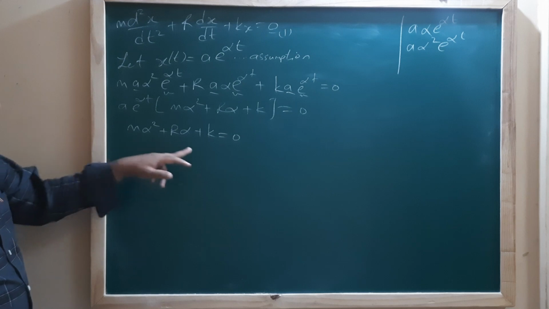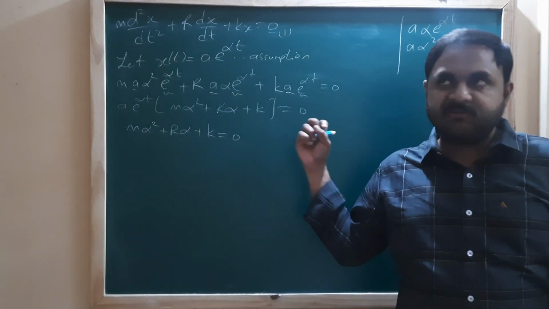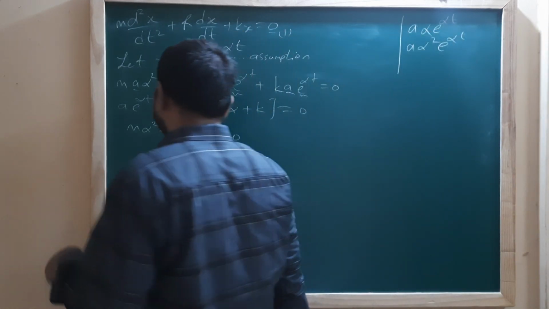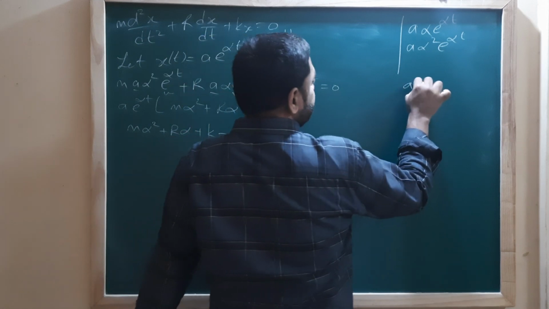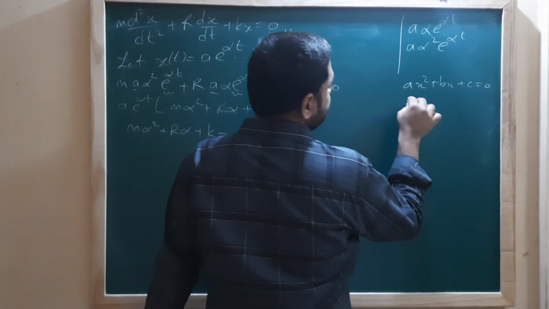Now, what does this resemble? Is this looking familiar to something? This is a quadratic equation, quadratic in alpha. See, what are quadratic equations? Ax square plus bx plus c is equal to 0. And what is the solution?